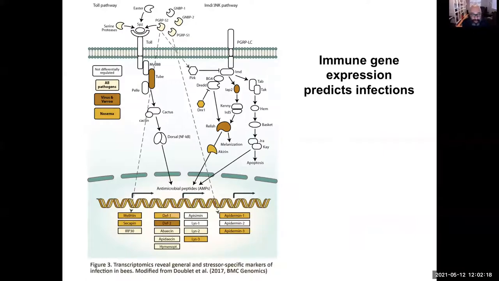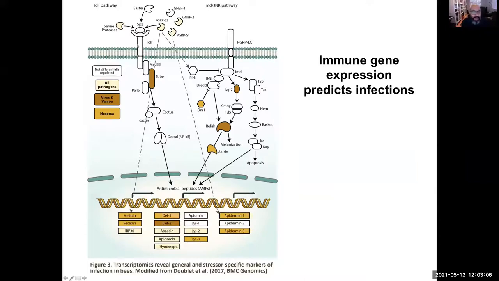So this figure is from Doublet et al., a review in BMC Genomics published in 2017, where they analyzed about 17 or 20 different expression studies where bees were subjected to infections, and gene expression was studied with microarrays or RNA sequencing. What you're seeing is a genetic pathway, the Toll pathway, the IMD-JNK pathway. These are genes. You have your recognition molecules, your signaling molecules, and that leads to the cell producing antimicrobial peptides.